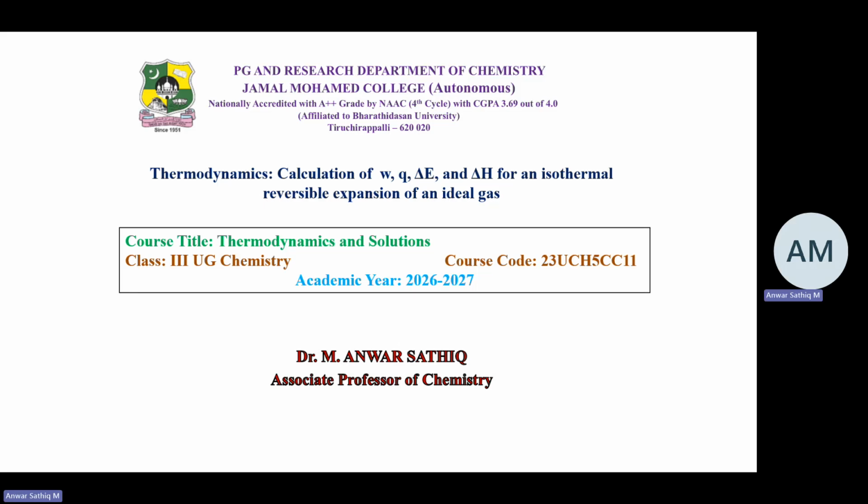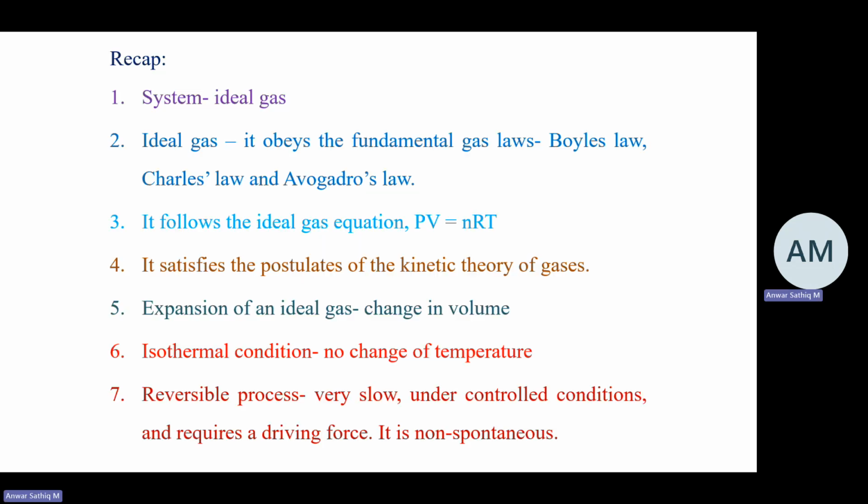Dear learners, in this e-content, we will discuss the calculation of W, Q, delta E and delta H for an isothermal reversible expansion of an ideal gas. Before solving the problem, let me quickly recall the basic concepts involved. First, the system we are dealing with is an ideal gas.